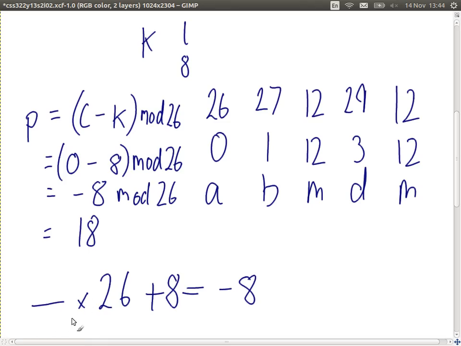That's essentially our definition of modulo. Modulo is when you multiply the modulus by some integer, plus some extra. Someone said modulo is the remainder. So we have minus 1 times 26, which is minus 26, plus 18 is minus 8. So if this is true, then for minus 8 mod 26, the remainder is 18. That's how we deal with negative numbers in mod.